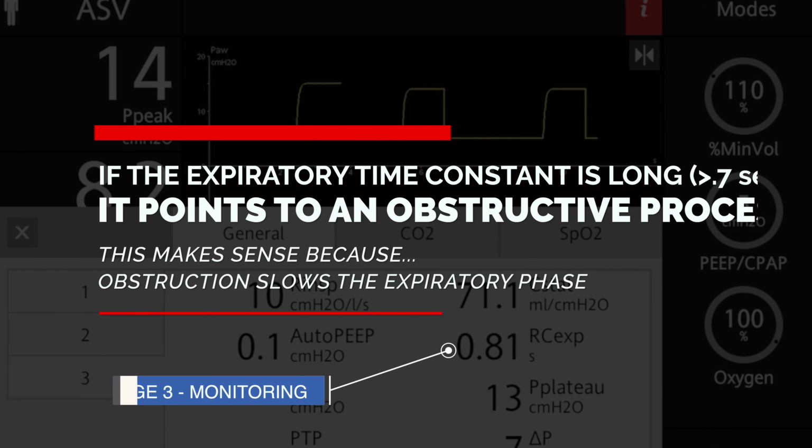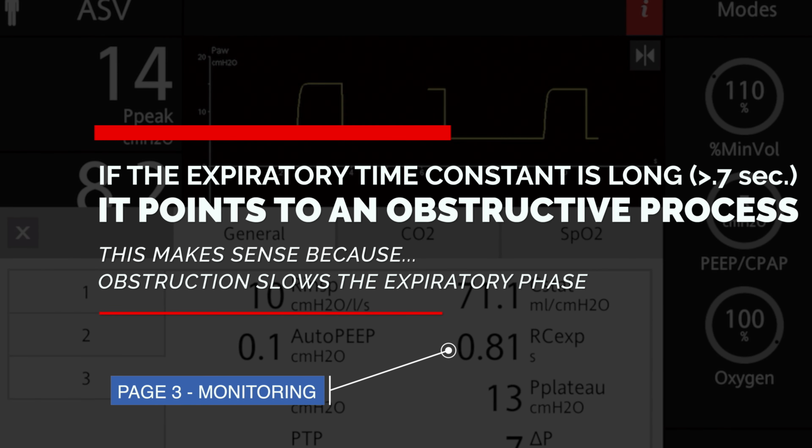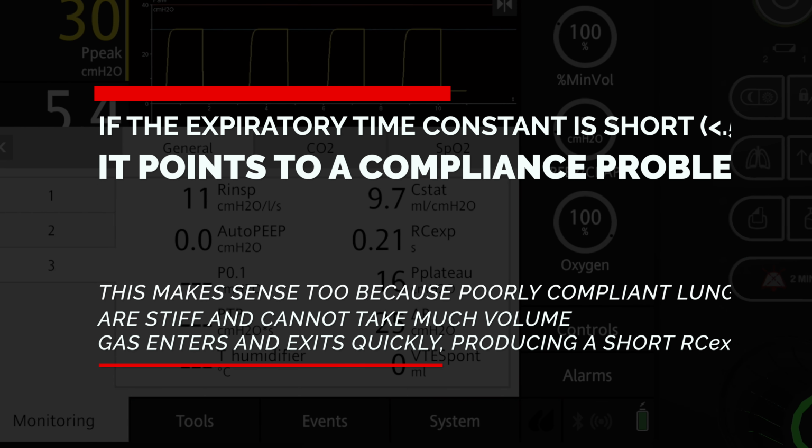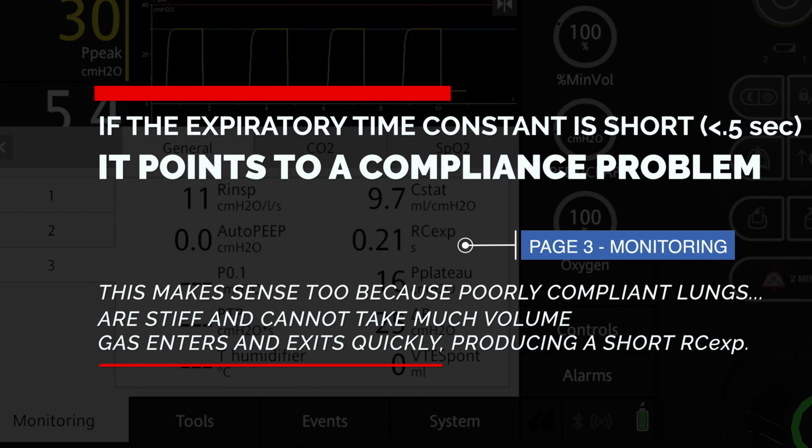If the expiratory time constant is long, it points to an obstructive process. And this makes sense because obstruction slows the expiratory phase. If the expiratory time constant is short, it points to an issue with compliance. This makes sense too, because poorly compliant lungs are stiff and cannot safely take much volume. Gas enters and exits the non-compliant lung quickly, producing a short expiratory time constant.